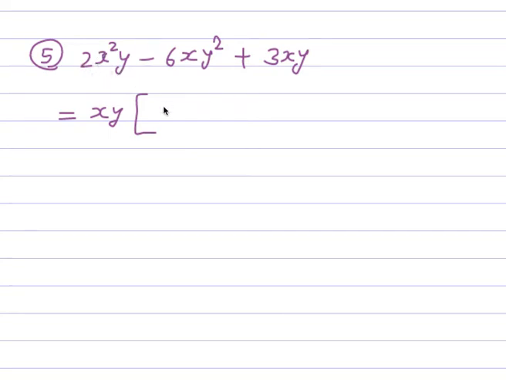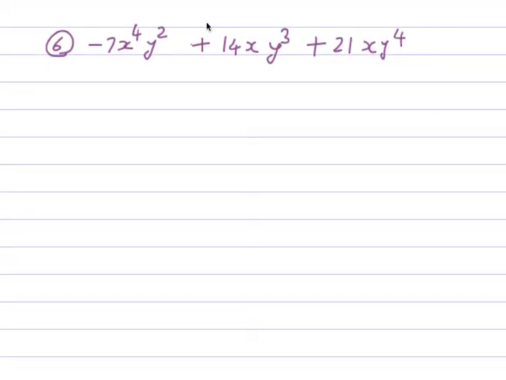Now here 2 is left, x is left, y already taken out, minus 6, x already taken out, 1y we took out, just 1y left, plus 3 left, and xy already taken out, so just 3. This is our answer. Okay, this is the last question.